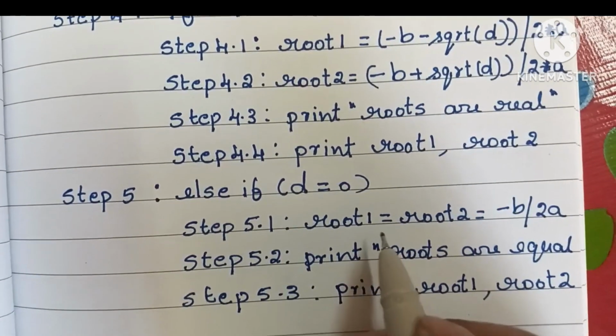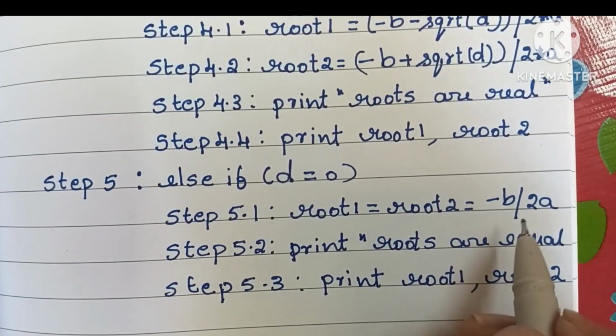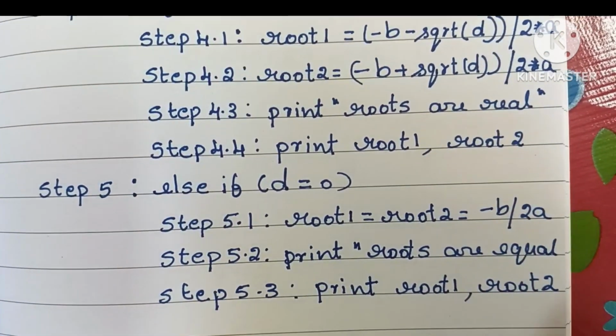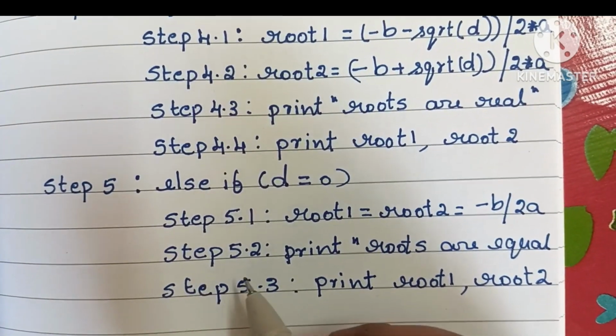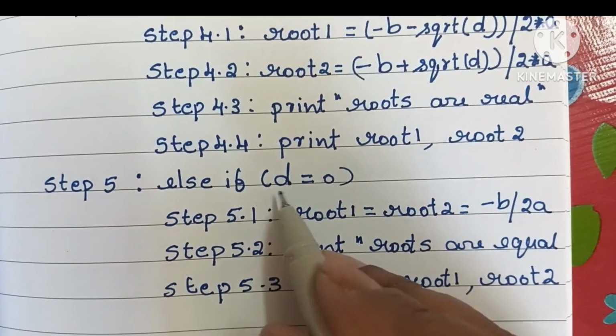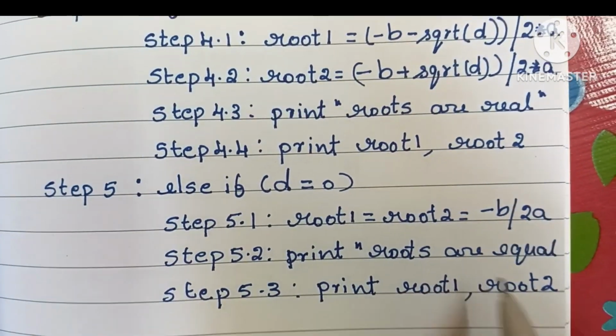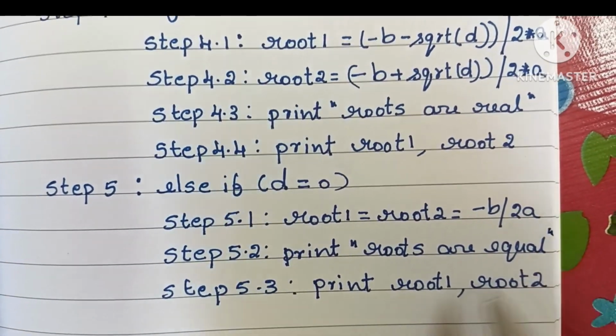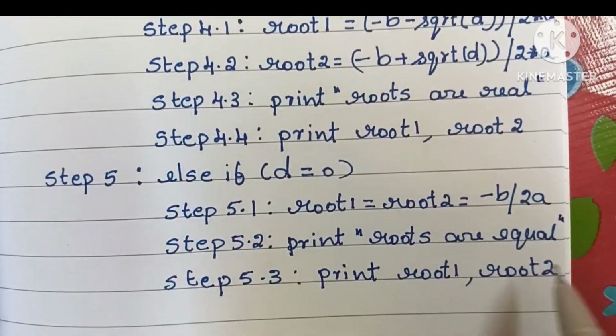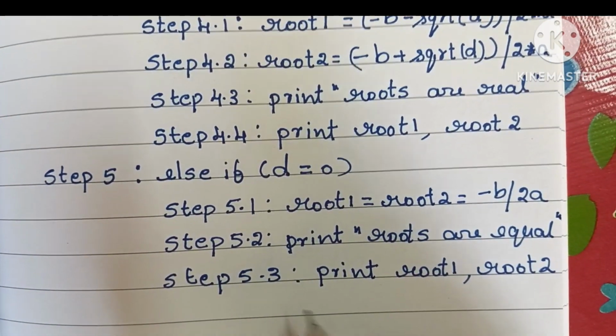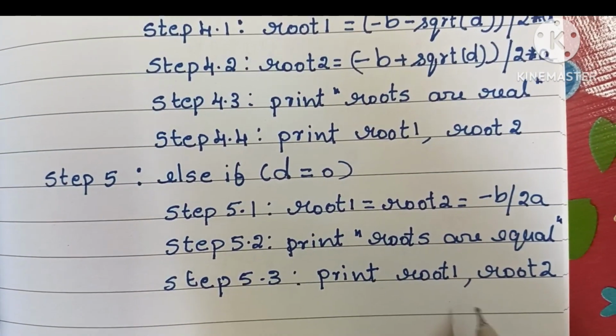Here root 1 is equal to root 2, that is equal to minus b divided by 2a. Got it? Step 5.2, in that we have to print, if d value is equal to 0, then roots are equal. So here we have to print roots are equal. In step number 5.3, we have to print root 1 value and root 2 value.